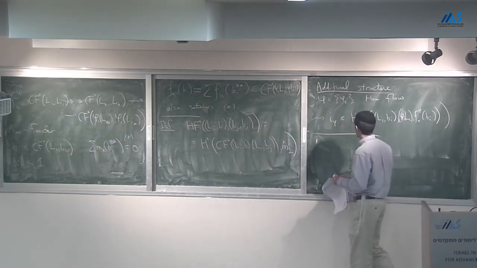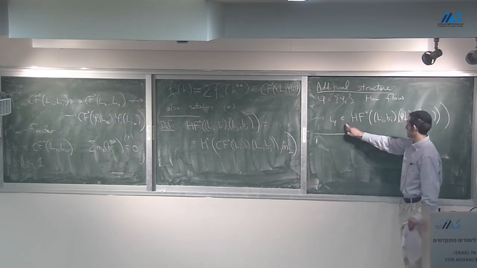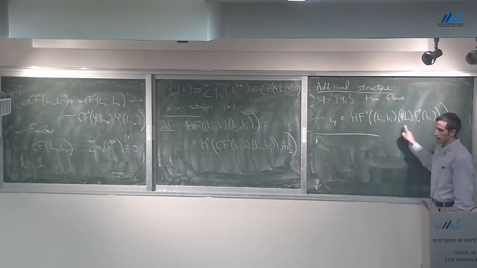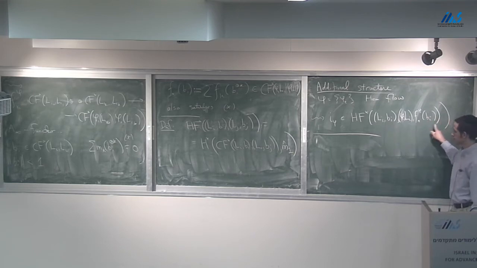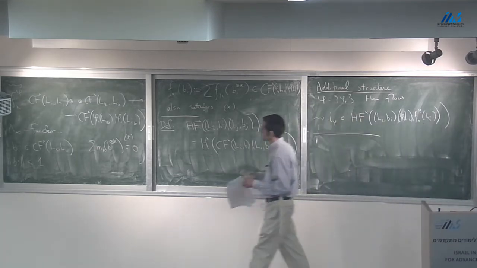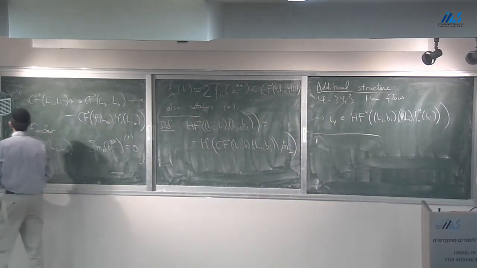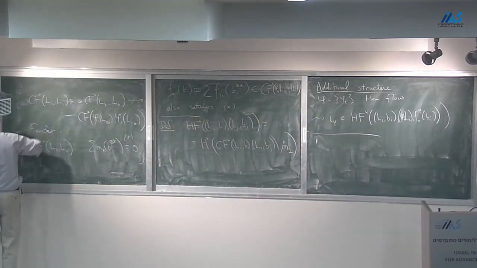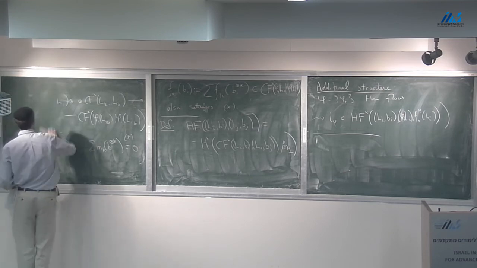So I want to say that this canonical element in the Floer homology between a Lagrangian and its Hamiltonian isotopy is somehow functorial. To say that, I need to say what composition is in the cohomology level Fukaya category. It's essentially obvious, but I should write it in order to make sense of what I'm saying.